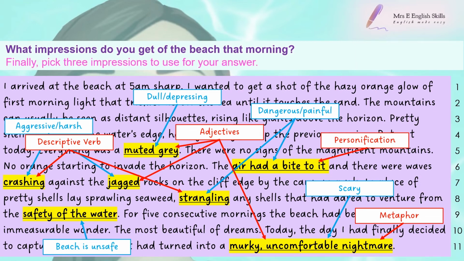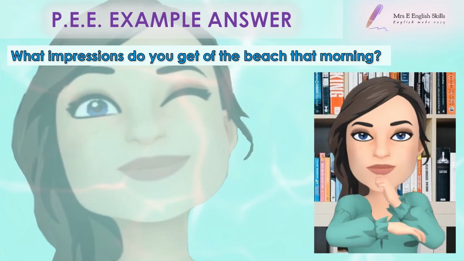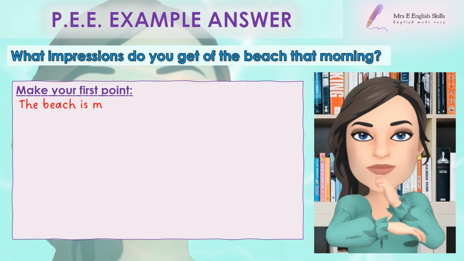Finally, pick 3 impressions to use for your answer. You only need 3-point evidence explains for most answers. I'm going to choose dull and depressing, aggressive and harsh, and dangerous and painful. Let's start to write up our answer in the point, evidence, explain structure. So first, make your first point. So mine is the beach is made to sound dull and depressing.